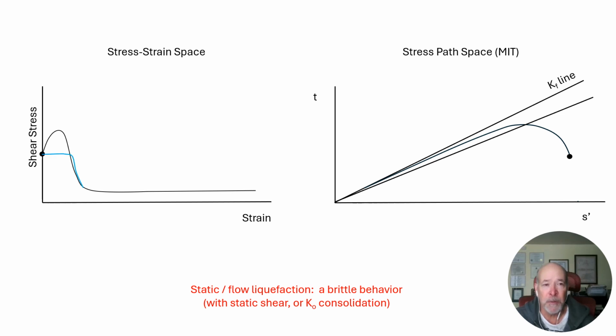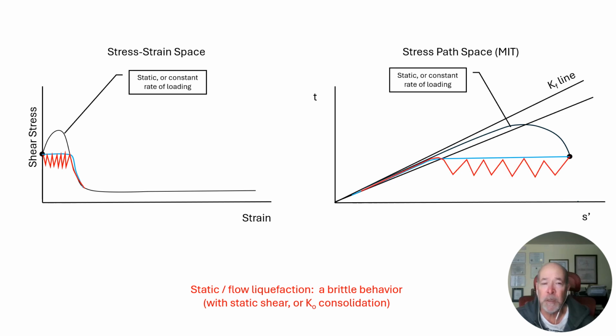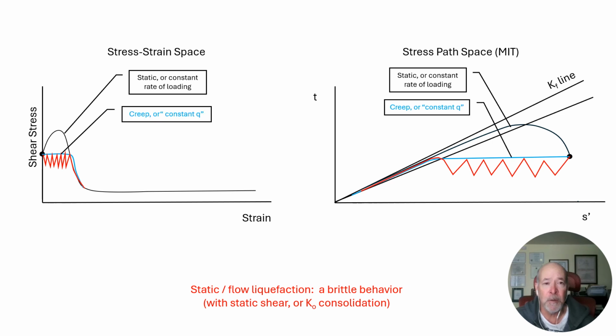So now the dangerous thing is we don't have to go through the peak in order to go through that collapse surface and to end up at the residual strength. So we can go through the stress paths that are shown in the blue line or also the red line. Now the original line in there is static or constant rate of loading. The blue line could be caused by creep, very slow long-term creep, or a condition called constant Q, which might be rising groundwater conditions. So this is under completely drained conditions, but the pore pressure is increasing.